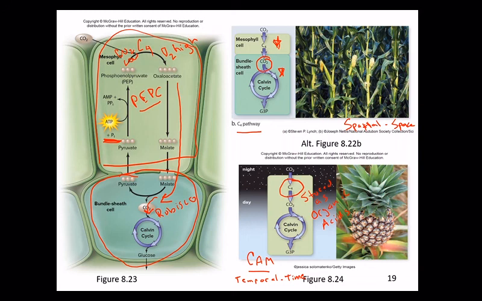So I hope you can see in this the difference in the two pathways and the advantages or disadvantages in each location. Again, this is all necessary because when oxygen is high, carbon dioxide is low, C3 plants or Rubisco will begin to go through photorespiration rather than carbon fixation.